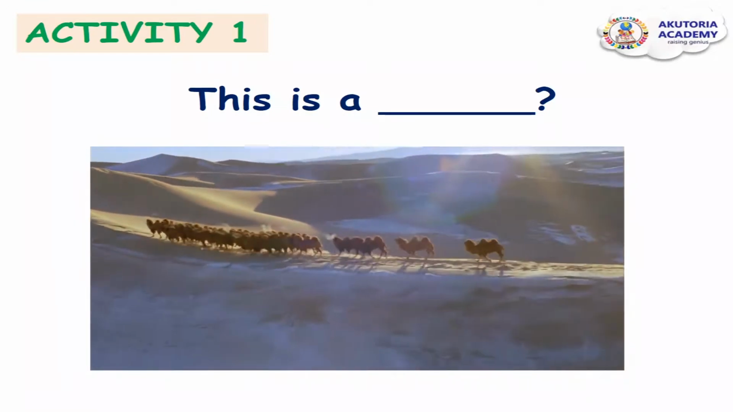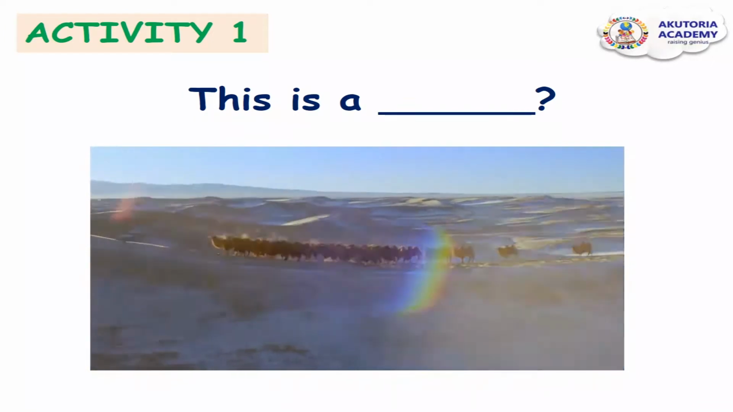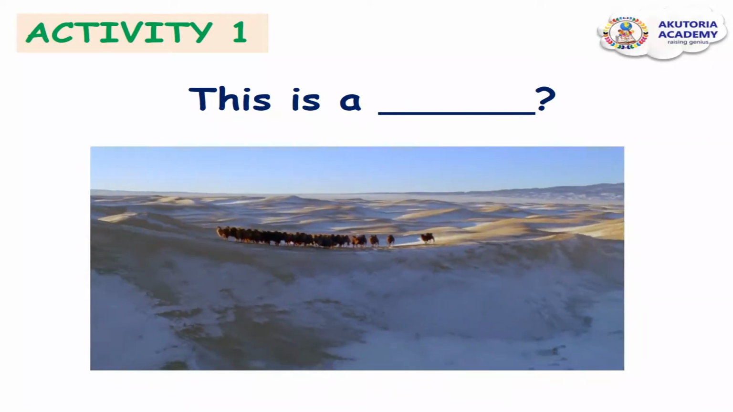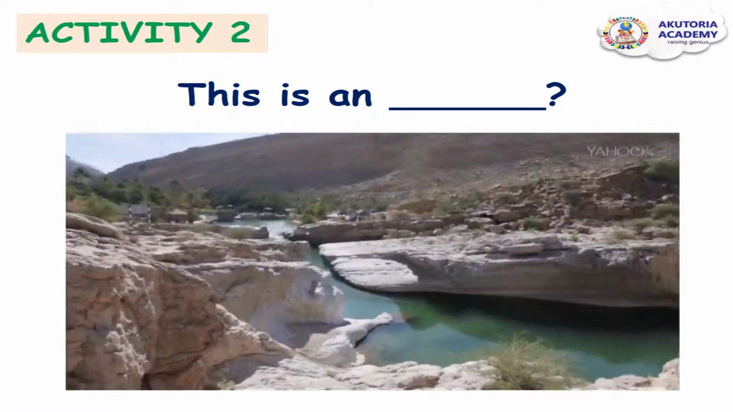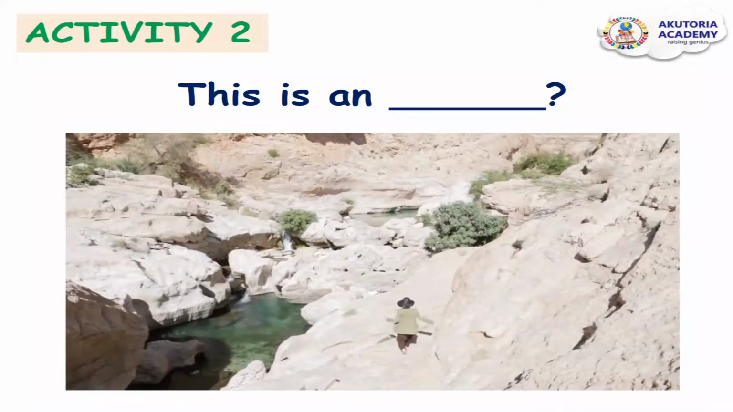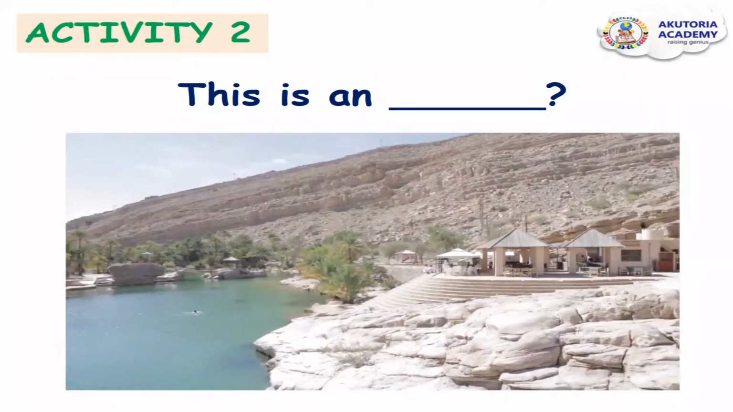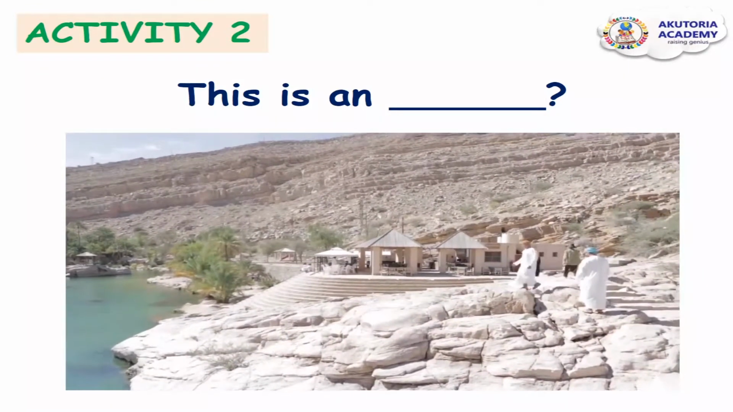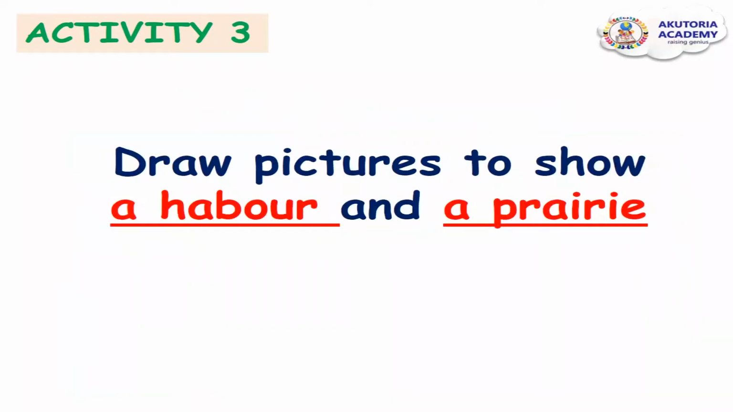Activity time. I want you to try out these activities. Look at this clip. This is a what? Look at the area. This is a what? I want you to pen down the answer in your notepad. And this is an dash. So fill in the answer in your notepad. And lastly, I want you to draw pictures to show a harbor and a prairie.